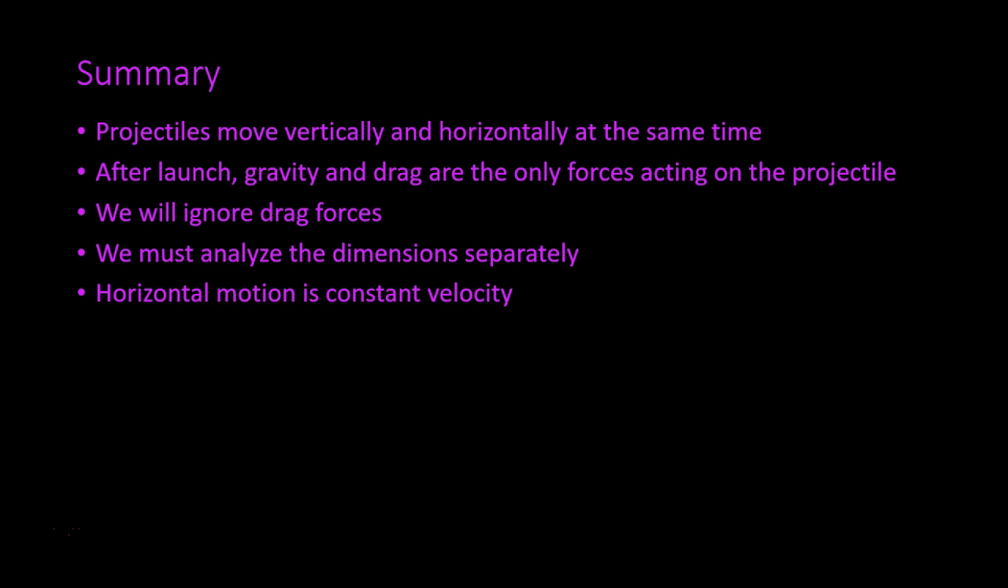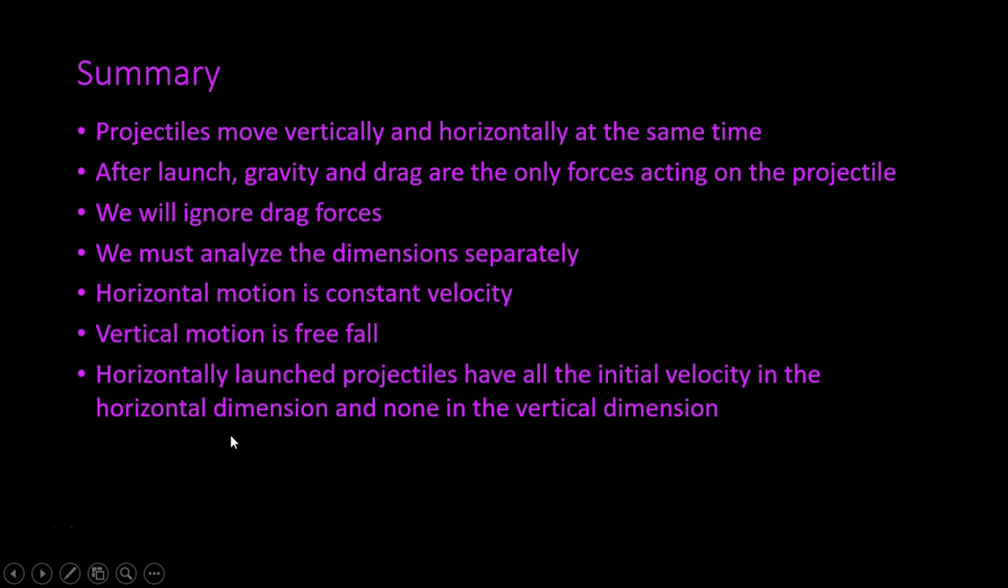In projectile motion, because we're ignoring drag, the horizontal motion is constant velocity, and the vertical motion is free fall because gravity is the only force acting on the projectile. And finally, when analyzing horizontally launched projectiles, we have to remember that all the initial velocity is in the horizontal dimension and none of the velocity is initially in the vertical dimension.